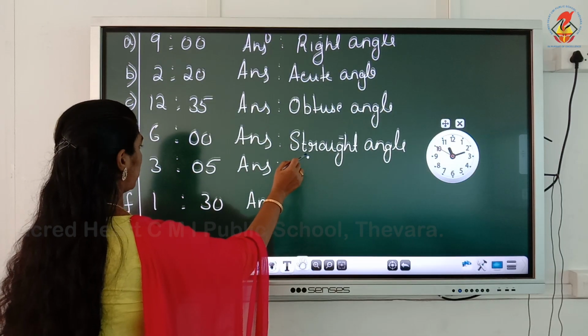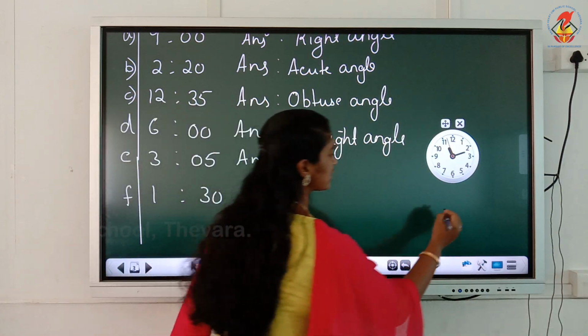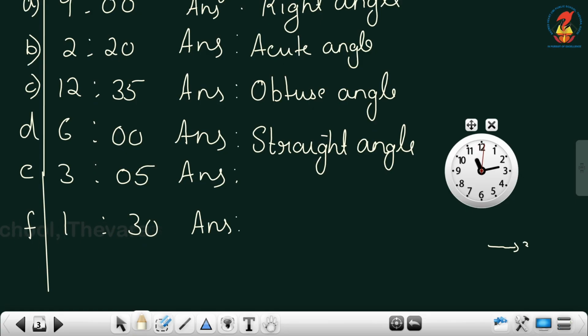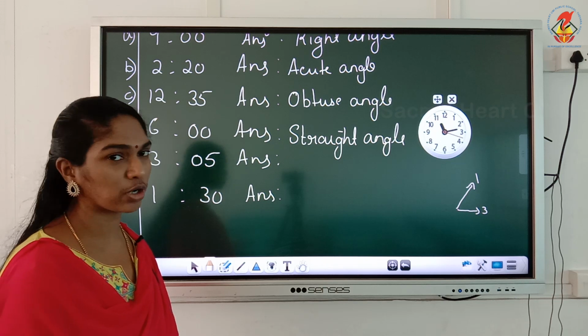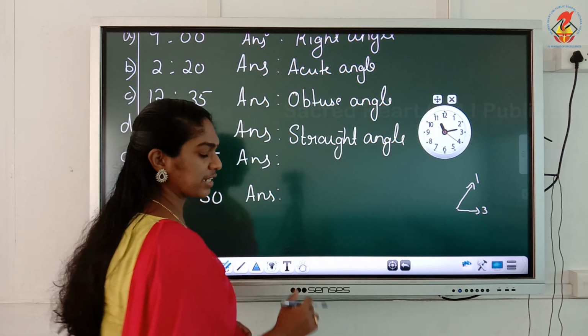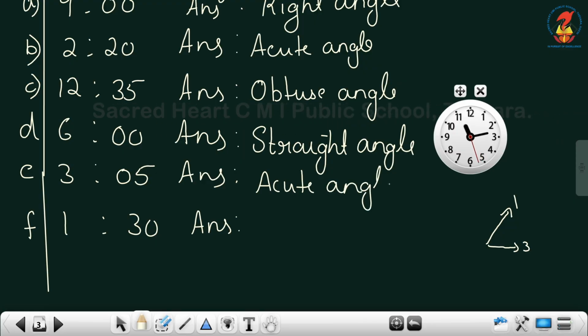Next, 3:05. That means your hour hand is at 3, and your minute hand is at 1. At 1 you have 5 minutes. So what type of angle, children? Yes, it is an acute angle. It's a small angle, so it is an acute angle.